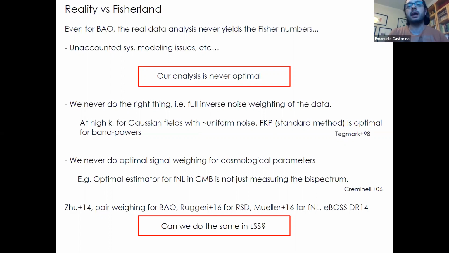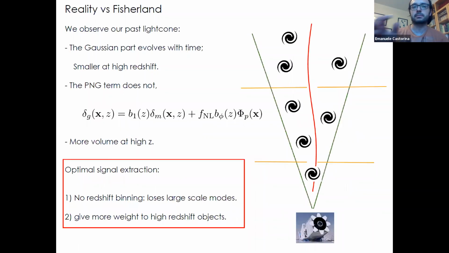people have started to think again about this problem, in terms of: can we optimize statistically our analysis technique in order to get the best constraints for things like the BAO and redshift-space distortions. And recently we also thought about doing this for FNL. And so how do we do it? Let me just tell you what the philosophy is and what we expect to find.